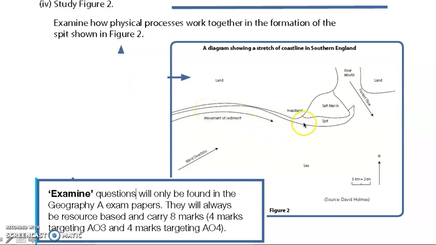You're looking at the fact if you've got deposition occurring leading to the formation of the spit and the salt marsh behind it. You're looking at the fact that the spit doesn't connect to the other headland because of the river moving out there. So those would be the 4 marks for the AO3, Assessment Objective 3. That would be your explanation, explaining and linking those. The other 4 marks would be information from the resource.